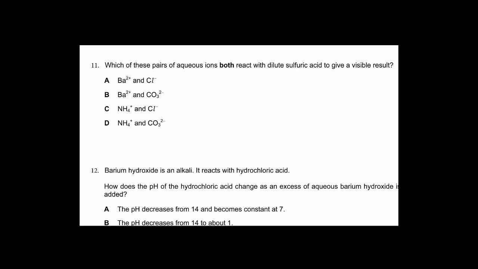Which of these pairs of aqueous ions both react with dilute sulfuric acid to give a visible result? I am going to read this question again. Which of these pairs of aqueous ions both react with dilute sulfuric acid to give visible results? Meaning, when the reaction is taking place, we should be able to see some changes, something we can see.